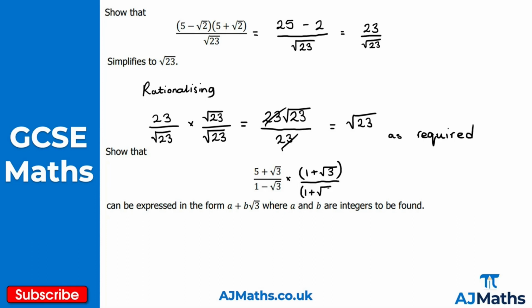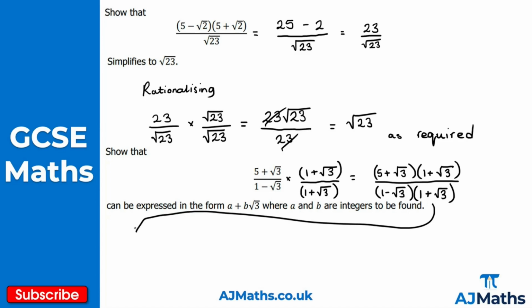1 plus root 3. So what I'm going to get then, like we said before for the previous type we did on this page here, is a product of double brackets. So we're going to get 5 plus root 3 times 1 plus root 3. And this will all be over 1 minus root 3 times 1 plus root 3. Okay.